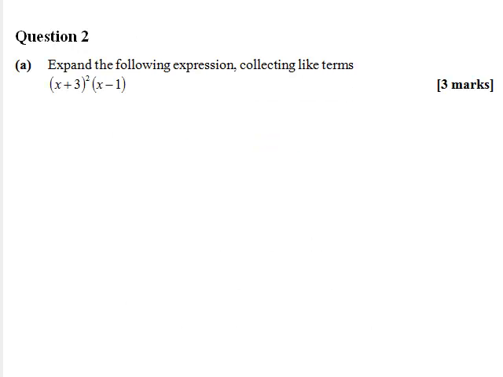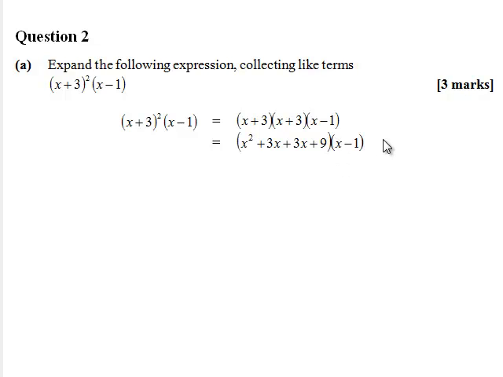Question 2. Expand the following expression. We've got two brackets with x plus 3, so let's write that out like this. I'm going to multiply x by x to give me x squared. I'm going to multiply x by 3 to give me 3x. I'm going to multiply 3 by x to give me another 3x, and then I'll multiply the 3 by 3 to give me 9. Put the brackets on and put the third bracket in place.